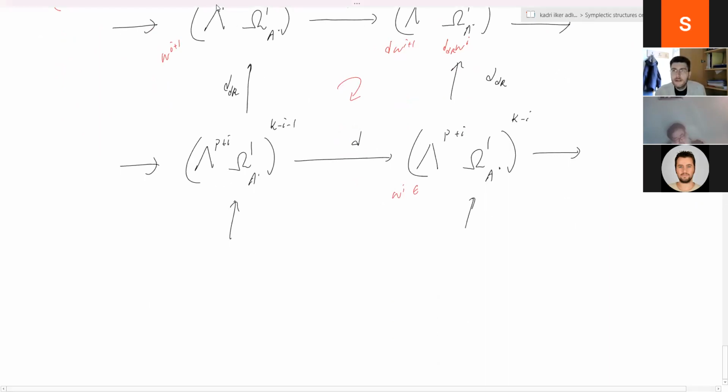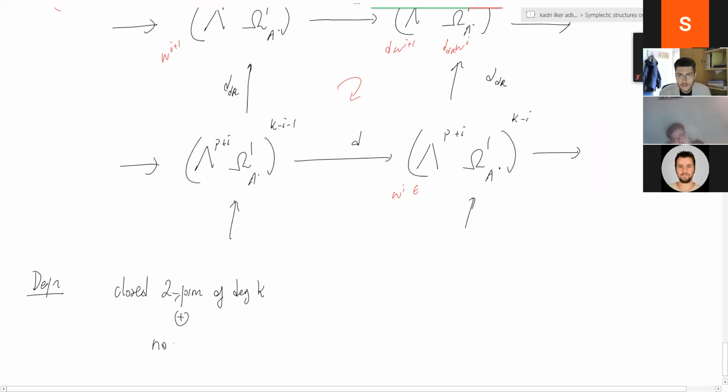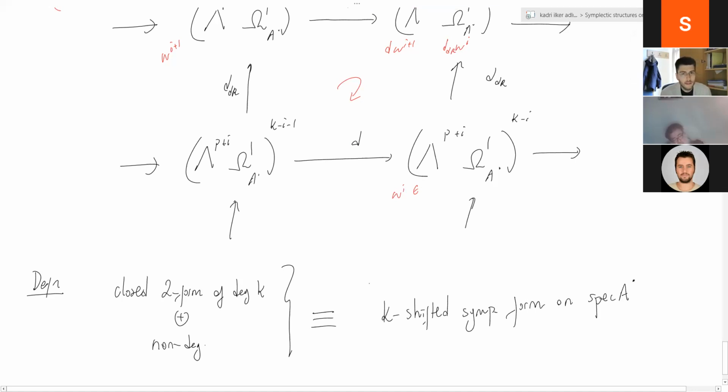And then finally, a final definition. As in the usual differential geometry, if you have a closed two-form of degree k plus the non-degeneracy condition, this is exactly the definition of a k-shifted symplectic form in the affine case.